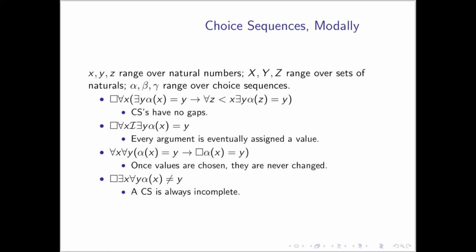So for all x and y, there should be a box out front. Necessarily for all x and y, if alpha x equals y, then necessarily alpha x equals y. And then the idea that choice sequences are never completed, you only ever get finitely far with them, even though you can then always continue to keep going. Necessarily, there is an x such that for all y, alpha x does not equal y. So there's always some point on which alpha is not yet defined.